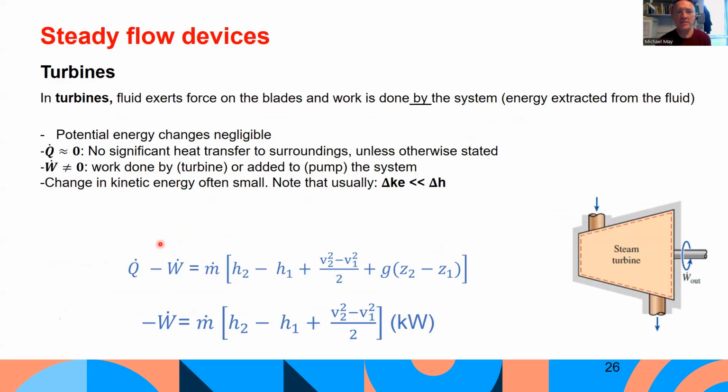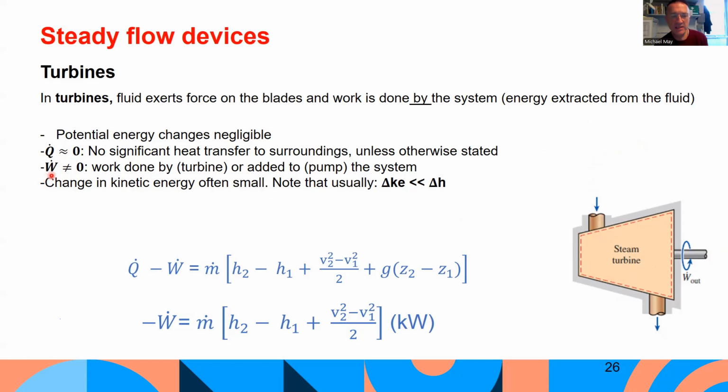So in turbines, fluid exerts forces on the blades and work is done by the system. So energy is extracted from the fluid. The steam comes in, it rotates the blades, and work is produced by the system, and then low temperature steam comes out. And so once again, there's no significant heat transfer because the steam is moving through the system at a high velocity.